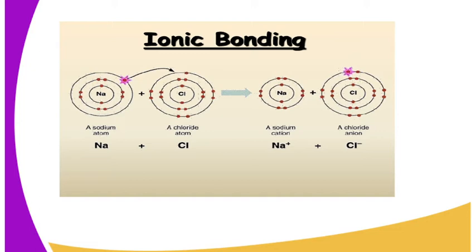The sodium ion with a net positive charge and the chloride ion with a net negative charge attract each other. The electrostatic forces of attraction that develop between the ions are called an ionic bond. So, an ionic bond is formed when there is complete transfer of valence electrons from one atom to another, resulting in two ions with opposite charge. Sodium ion has a positive charge and chloride ion has a negative charge.